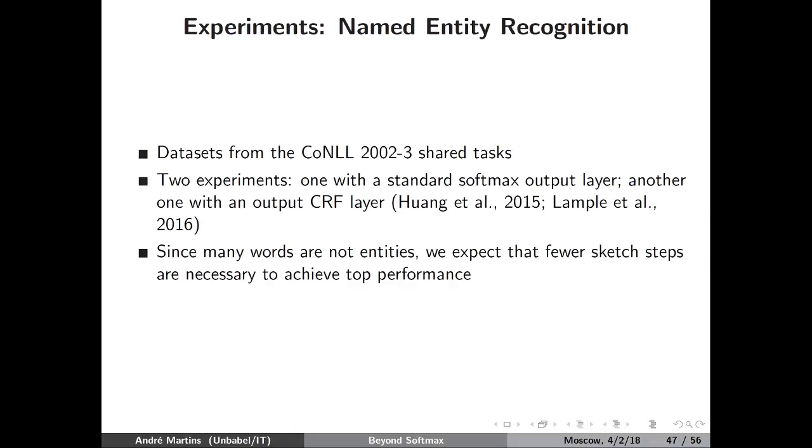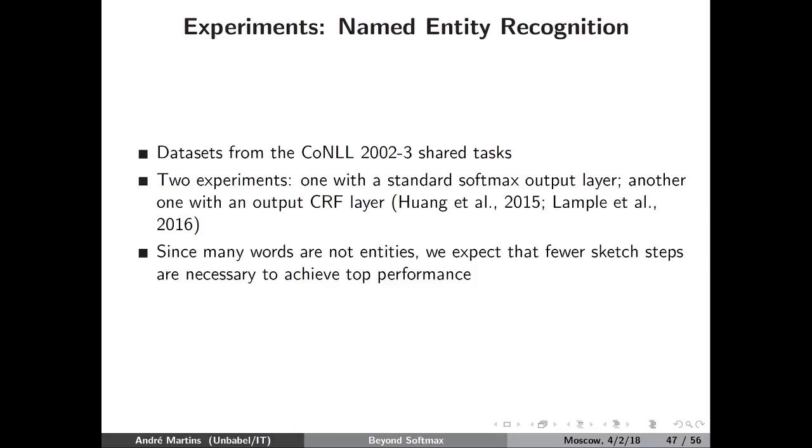And our intuition here is that, okay, since there is kind of a default tag for these words, maybe you don't need all these sketch steps. Maybe you can have fewer sketch steps than the number of words in the sentence, because this has an impact on runtime as well. So if you have fewer steps, then it's going to be faster. And so these are the numbers that we got, both for BiLSTM output layer and BiLSTM CRF.